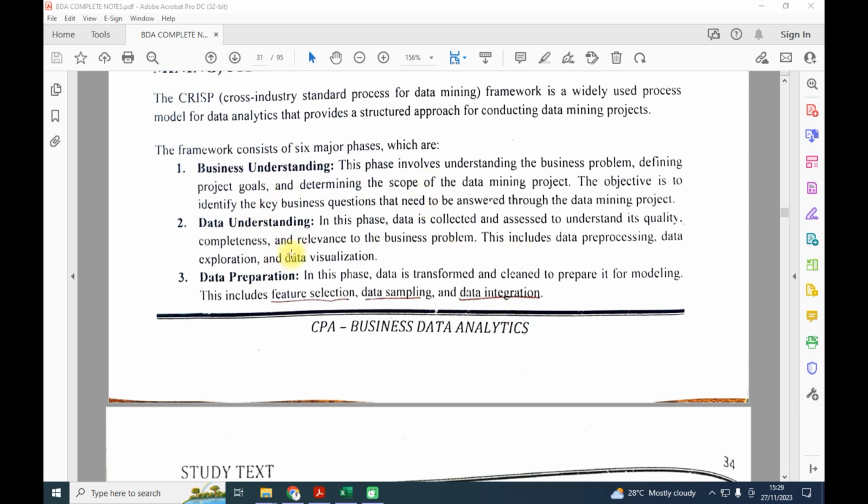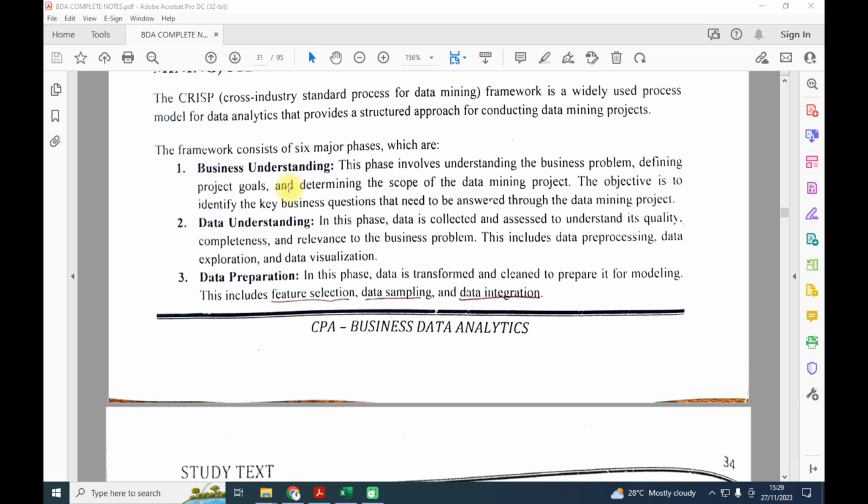The first one is business understanding. This phase involves understanding the business problem and defining the project goals. The business problem is what we are dealing with. What is the problem that we need to solve? Understanding what the core goals are that we aim and strive to achieve in that particular business. And again, we shall determine the scope of the data mining project, so it will cover to what extent the data needs to be analyzed, which area of the business we need to make the decision on.